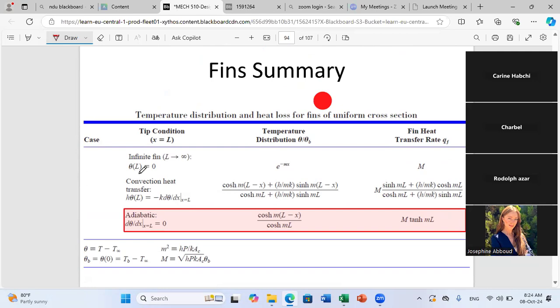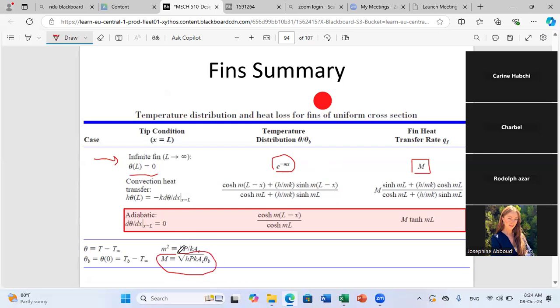The first case is the infinite fin. So L tends to infinity. When L tends to infinity, as we said, at the end we'll have adiabatic condition. So theta L is equal to 0. And this is the easiest temperature distribution. It's exponential, e to the minus mx. Now, if you integrate to get the heat transfer rate, you will get m. What is m? m is given by the following formula.